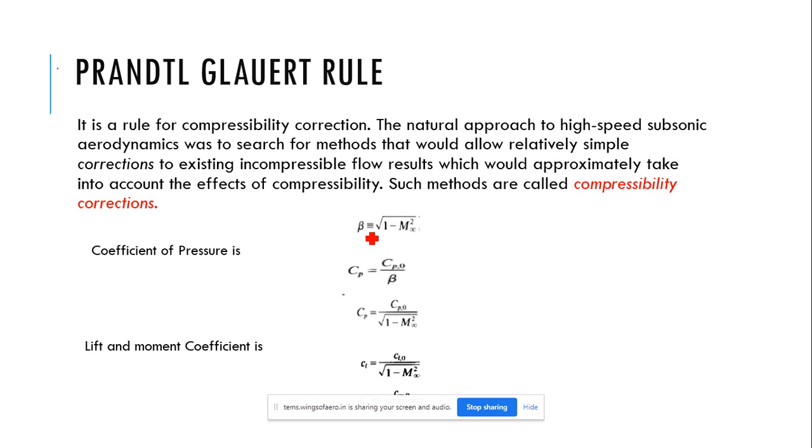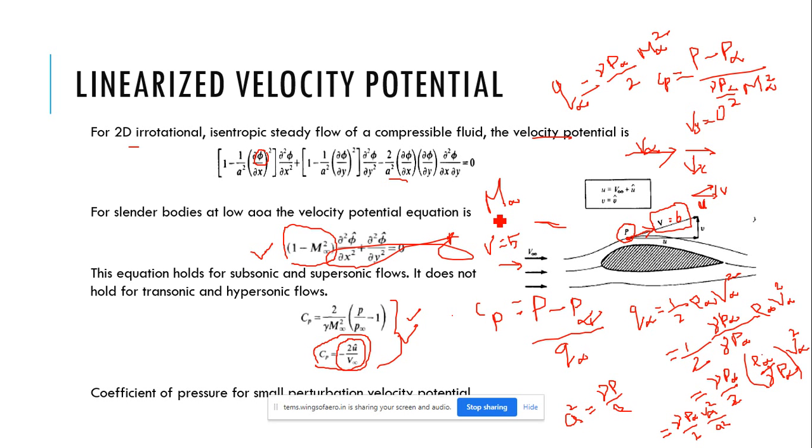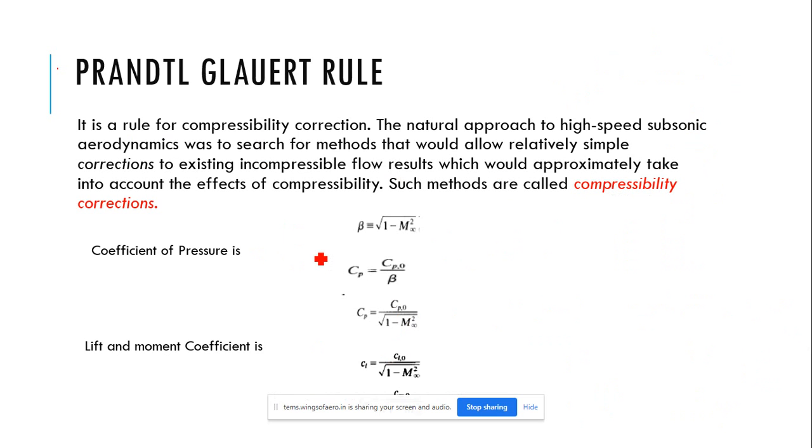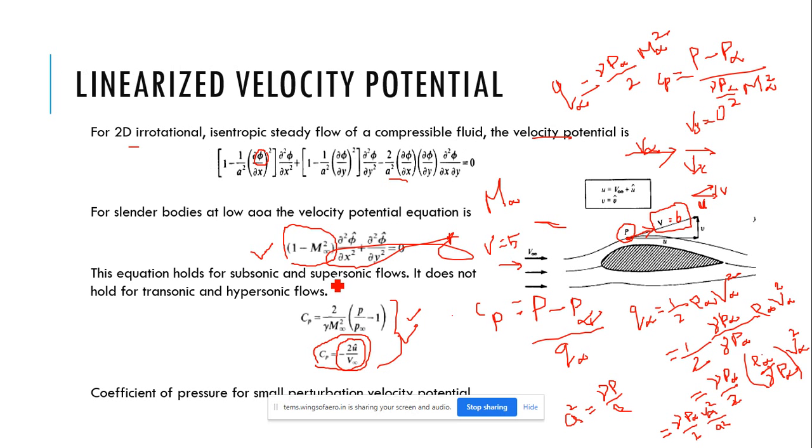we have beta equal to square root of 1 minus M infinity square. From the velocity potential equation, 1 minus M infinity square into del square phi by del x square plus del square phi by del y square equal to 0, we take 1 minus M infinity square as beta square. So the compressibility equation becomes beta square into del square phi by del x square plus del square phi by del y square equal to 0.